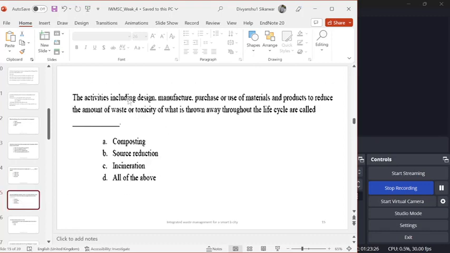The activities including design, manufacture, purchase, or use of materials and products to reduce the amount of waste or toxicity of what is thrown away throughout the life cycle are called what?